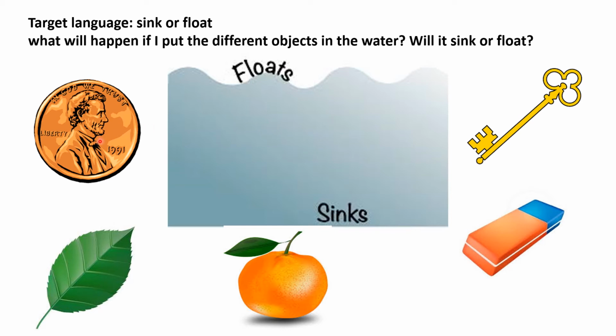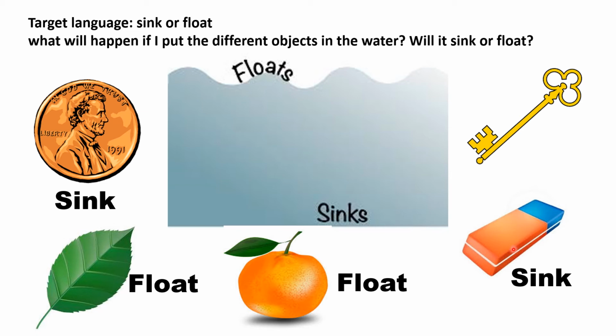First picture, we have coin. What do you think? Will it sink or float? Who can answer me? Yes, it will sink. Very good. And how about the leaf? Will it sink or will it float? Very good. It will float. How about the orange? Can anyone tell me the answer? Yes, it will float because it is an unpeeled orange. How about the rubber or the eraser? Yes, it will sink. And the last object? It will also sink. The key will sink. Okay.